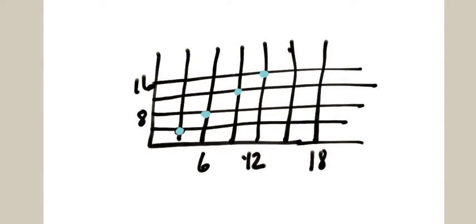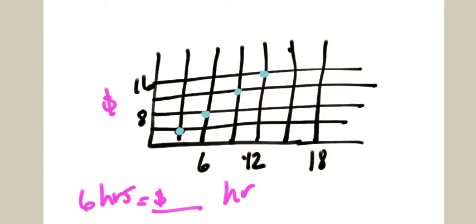So they might say, using the given graph, how much money would be earned at, let's say, 4 hours? These are hours. Sorry, let me take that back. These are our hours, and this is our money, okay? So again, how much would be earned at, let's say, 6 hours? So how much money would be earned after 6 hours?